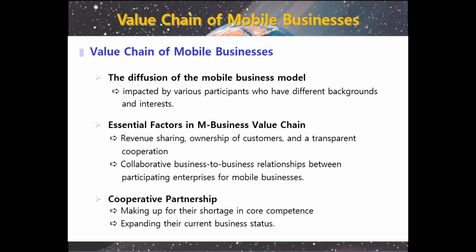So the essential factors in the business value chain are the revenue sharing, ownership of the customer, and transport cooperation. Also, collaborative business-to-business relationships between participants, enterprises for mobile businesses where they help each other to build up their businesses together. They share the same service to achieve two different businesses in mobile, with two different interests but the same service.